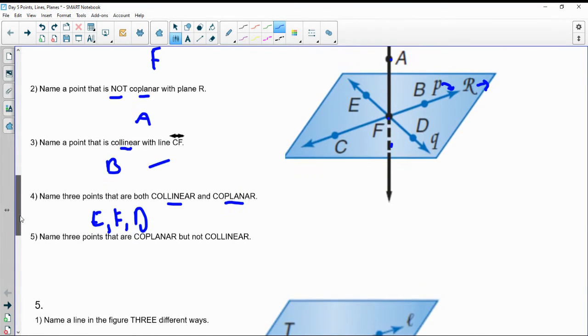And then name 3 points that are coplanar but not collinear. So we need them in the same plane, but not in the same line. So there's a bunch of examples here. 2 of them can be on the same line, like C and F, but we need one that's not going to be in the same line since I want it not collinear, like E. So C, F, and E. Again, separate points with commas. Okay?